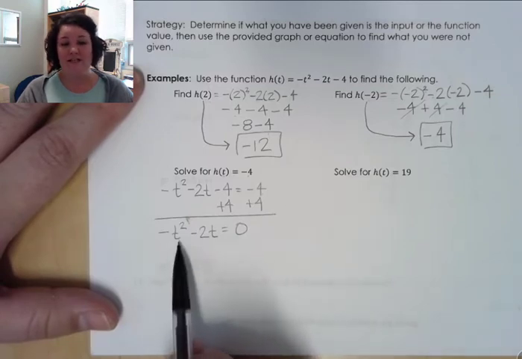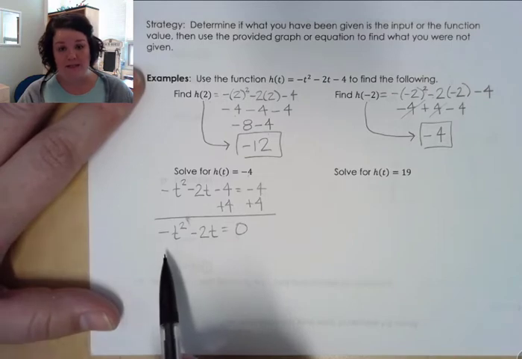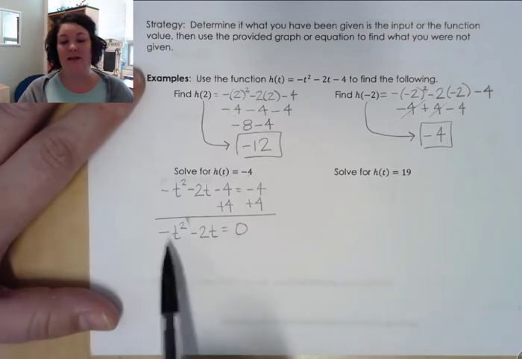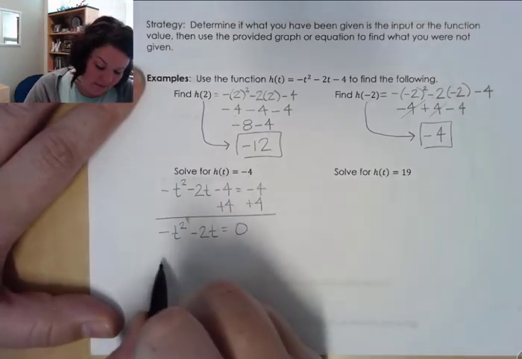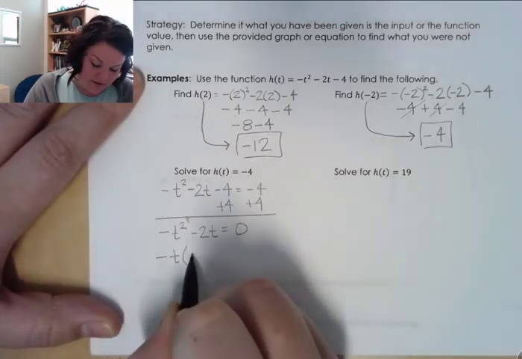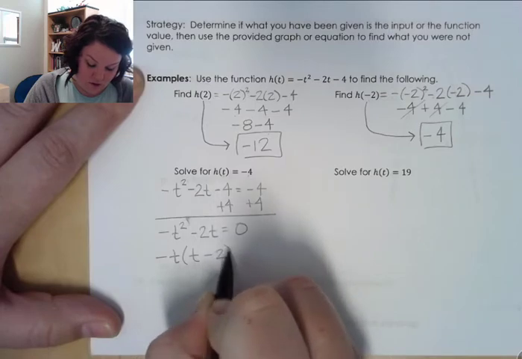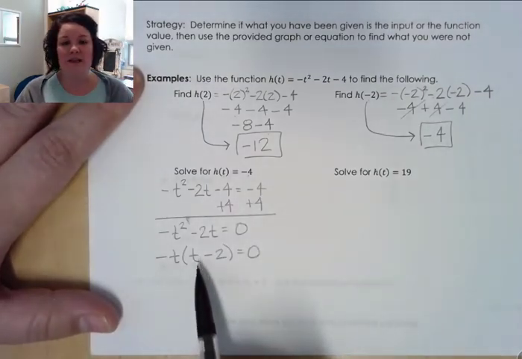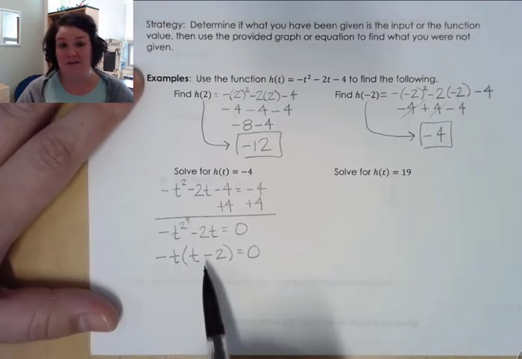I still have a t squared, so I'm still thinking about factoring, and my first step of factoring is always greatest common factor. I see they both have a t in common, and they're both negative. So I'm going to take out a -t, which will leave me with t minus 2. I can't go any further from here because the t left over in my parentheses is just a t to the first power, and I can't factor if it's just t to the first power.